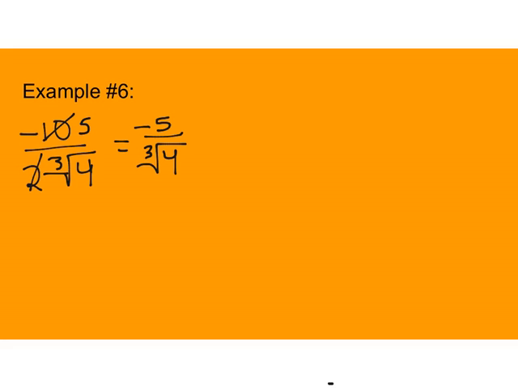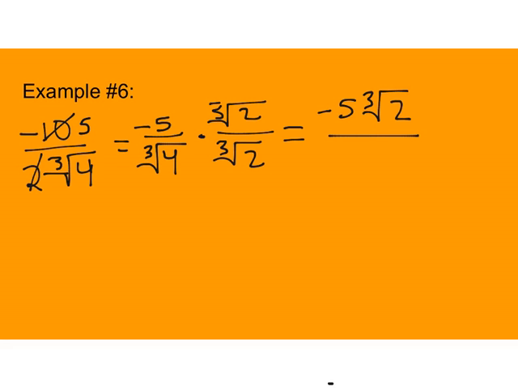So, cubed root of 4, I know that 8 was my perfect cube. So if I have my 2 times 2, that's already 4. I'm actually only missing one more 2. So now I'm going to multiply by the cubed root of 2 and the cubed root of 2. So now I just multiply straight across, negative 5 cubed root of 2. And then when I do 4 times 2, I get my cubed root of 8.